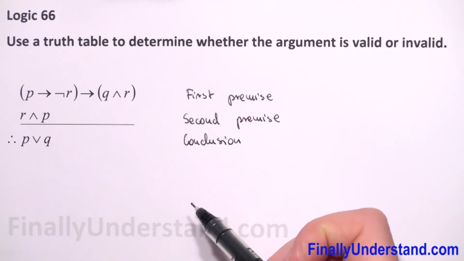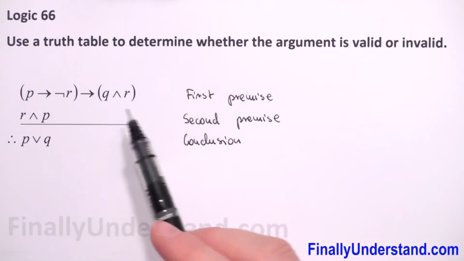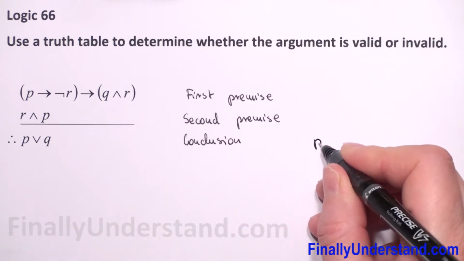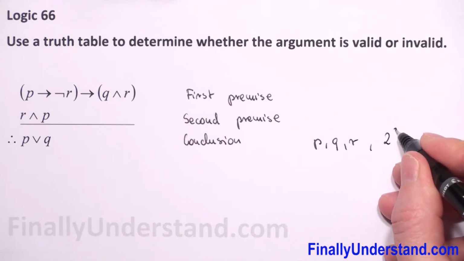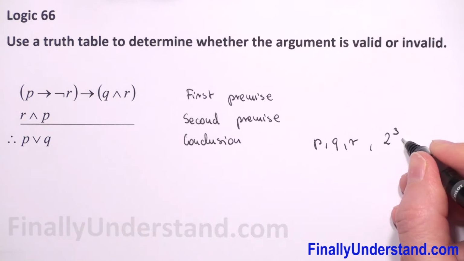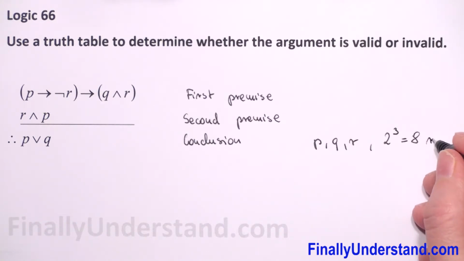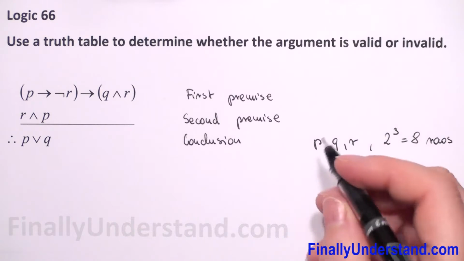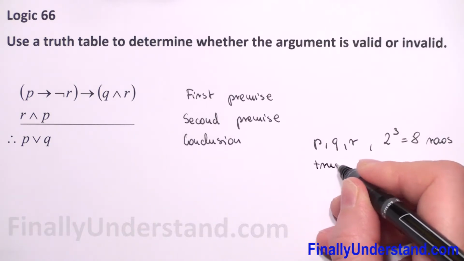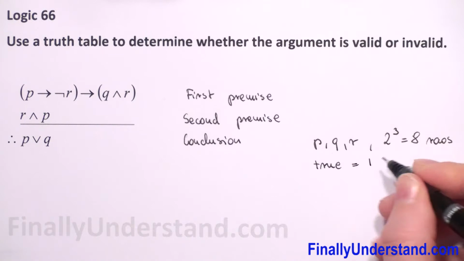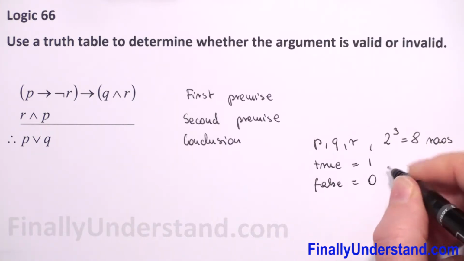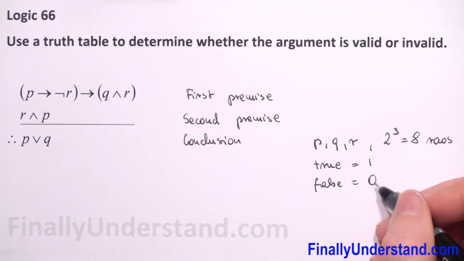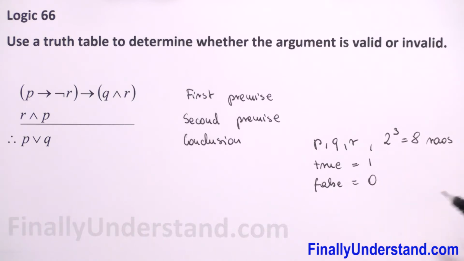Now we have to write how many simple statements we have here. We have P, Q, and R. It means we have 2 to the third power combinations, so we have to have 8 rows. For true, I will use 1, and for false, I will use 0. In some books you can have T for true and F for false. I like to use 1 and 0.